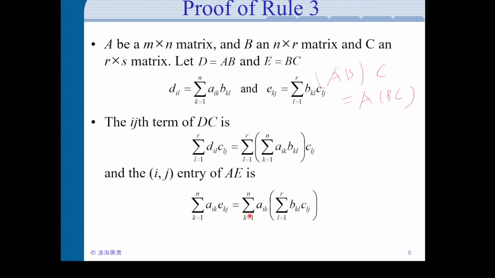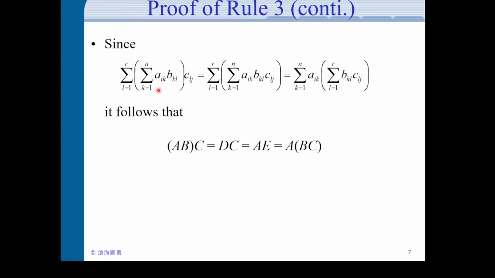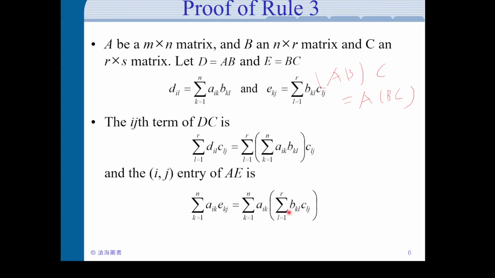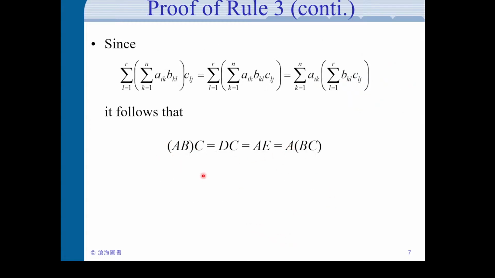So we have the summation over L, summation over K, and what we do is we can pull the C inside the summation, and then we can change the order of summation and pull A_ik out, because we see A_ik has nothing to do with this summation over R. And then we get this expression. Then we compare back. We see this expression is the same as this expression. So we know that (AB) times C equals A times (BC).